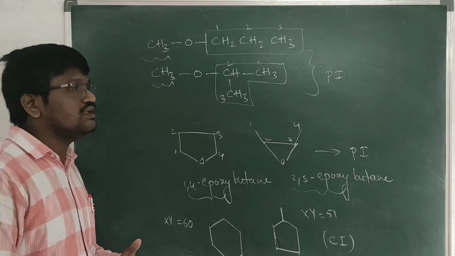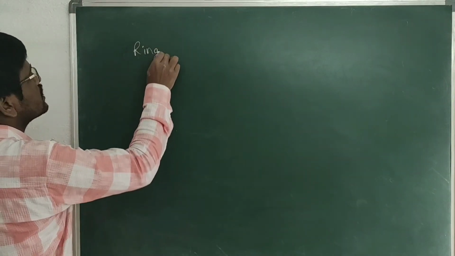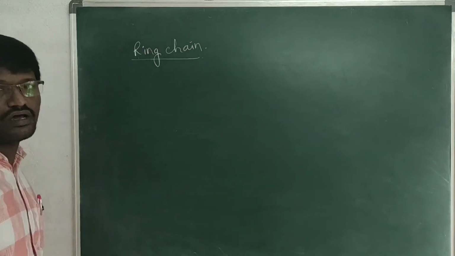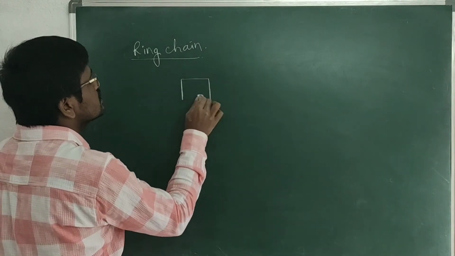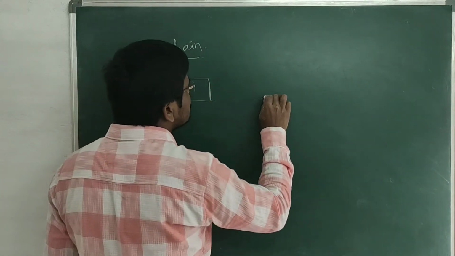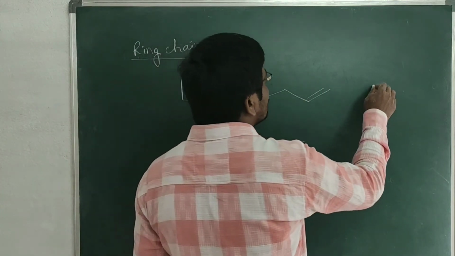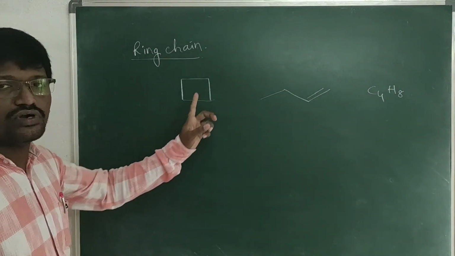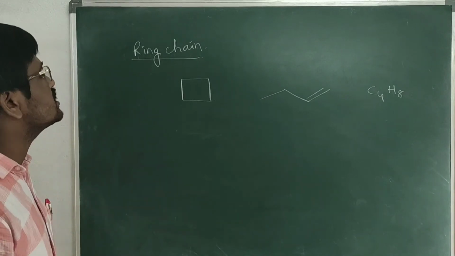Now we are discussing ring chain isomers. Here the compounds have the same molecular formula, and one compound is a cyclic compound, while the other compound is an open chain compound. So these have the same molecular formula, that is C4H8, but one is a cyclic compound and the other is an open chain compound. This type of isomers is known as ring chain isomers.